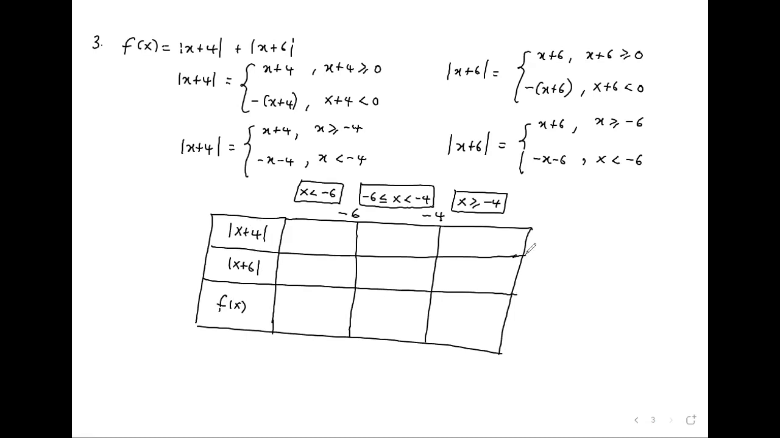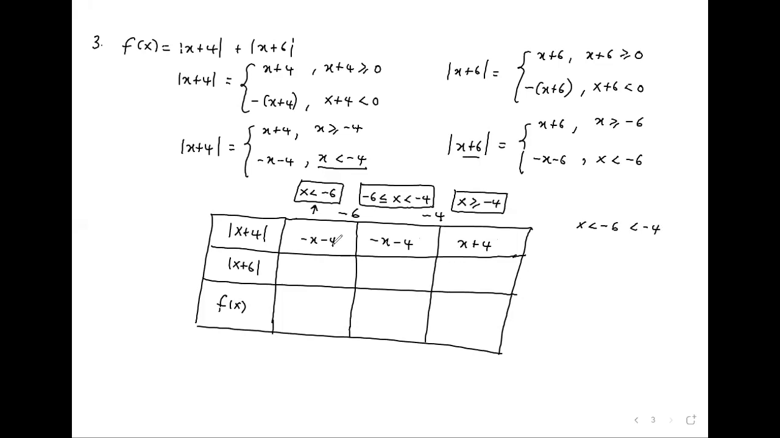Now let's look at the modulus of x plus 4. When x is less than negative 4, it is negative x minus 4. When x is greater or equal to negative 4, it is x plus 4. Where does this interval fall? This interval is for x less than negative 6. Compared to negative 4, this is less than negative 4, meaning the function is still negative x minus 4 in that interval.